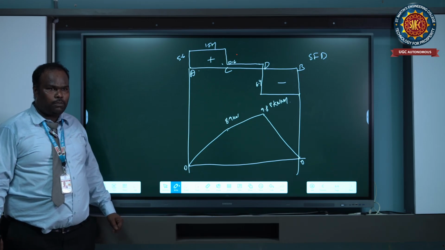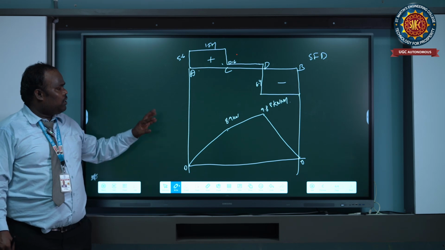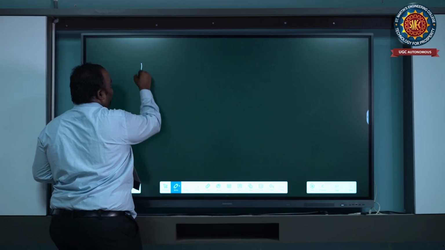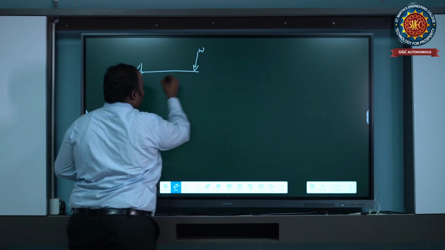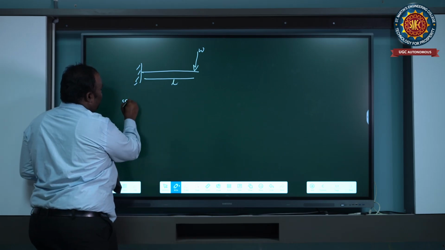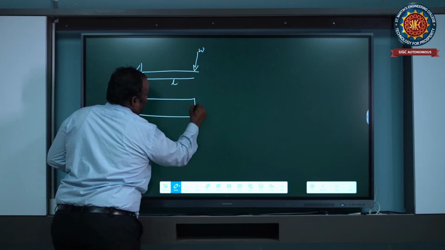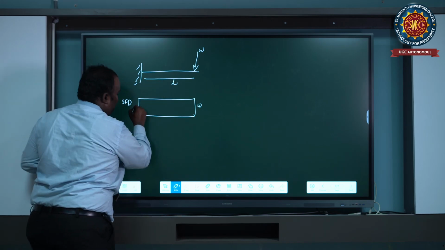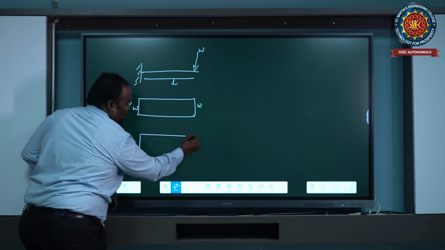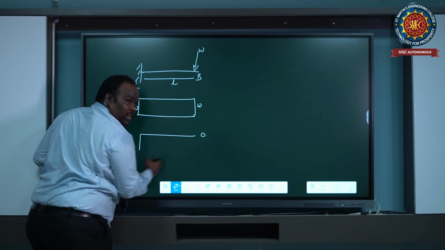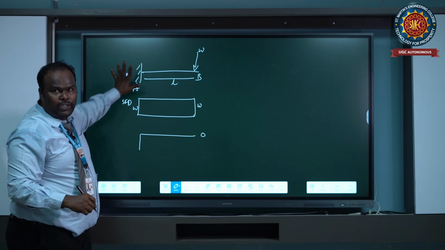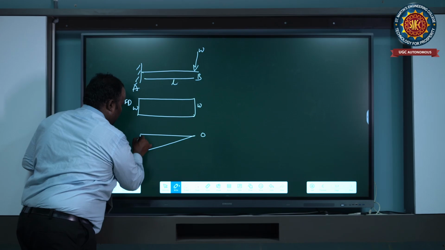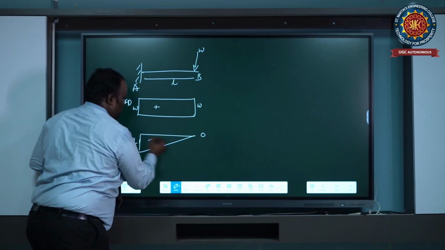Now we can discuss different types of load acting on beams. Taking a cantilever beam, acting a point load W at the end with a length of L meter, the shear force diagram is W throughout. For the bending moment, at point B it is 0, and at A, the fixed support, the moment equals load into perpendicular distance, W into the length from B to A, which is L meter, so W into L. This is the shear force diagram, and this is the bending moment.